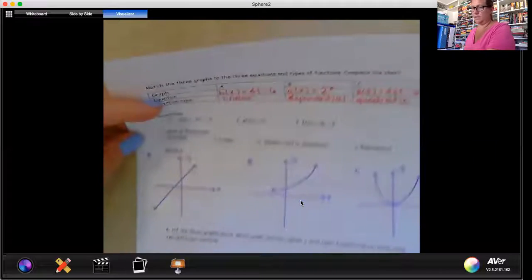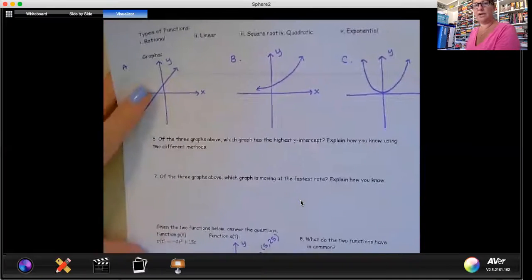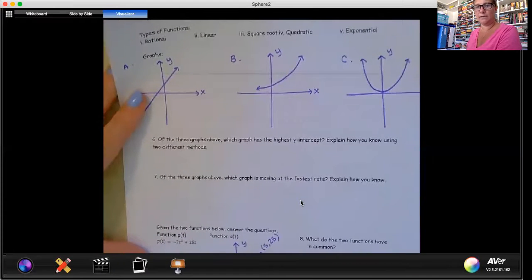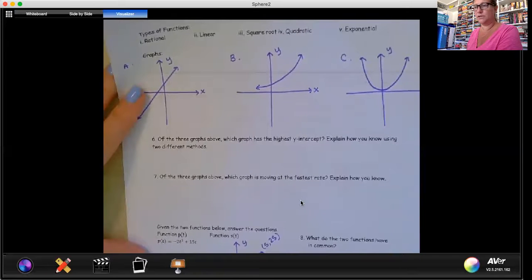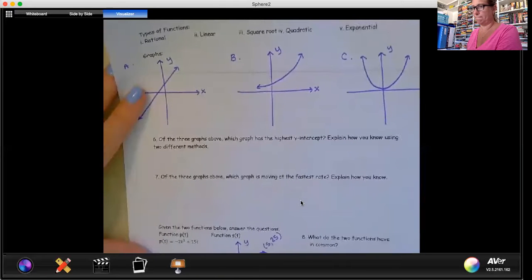Now we're going to answer some questions about the graphs. Of the 3 graphs above, which graph has the highest y-intercept? And explain how you know using 2 different methods. Y-intercept.